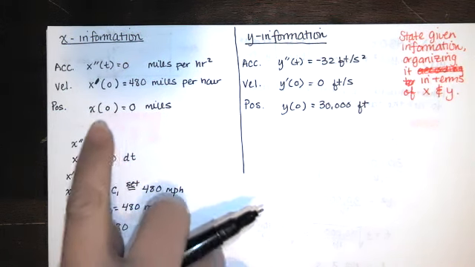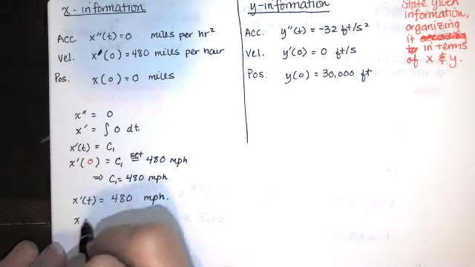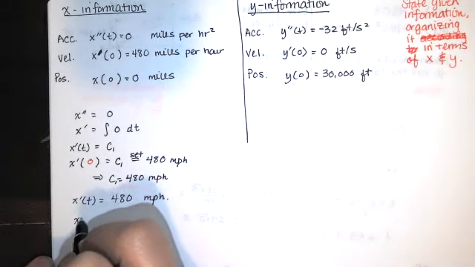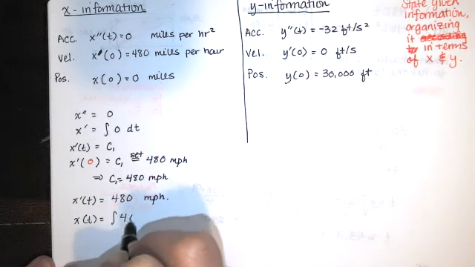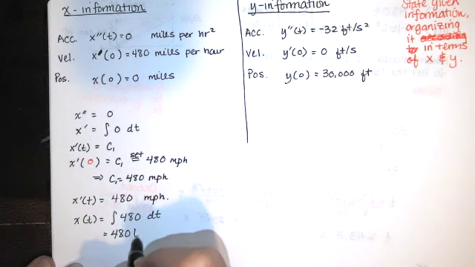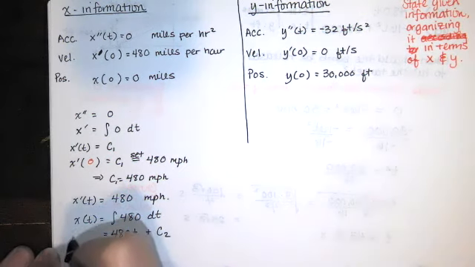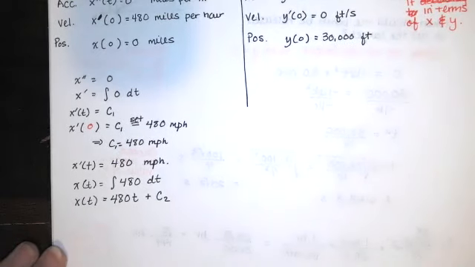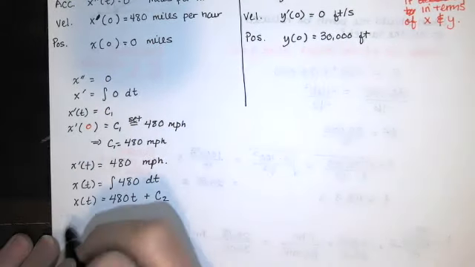Okay, so if we want to find position as a function of time, and we have the derivative of position or velocity, we can anti-differentiate again with respect to time. The antiderivative of 480 with respect to time is 480t. We're going to add a constant of integration. But we don't want a position function with an arbitrary constant in it. To find c2, we're going to use this initial condition.